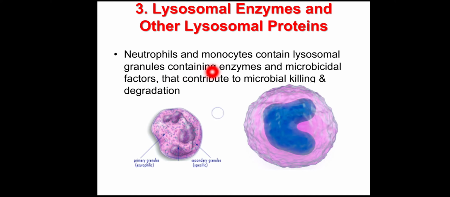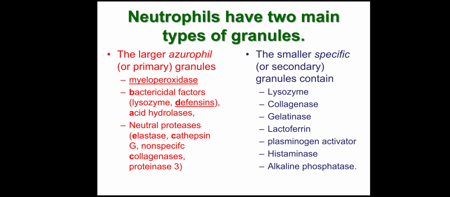Both the neutrophils and monocytes contain lysosomal granules, and those granules contain enzymes and microbicidal factors that will cause the killing of the microbe. Neutrophils have two basic types of granules. Again, this is asked in the viva. The larger one is known as azurophilic or primary granule, and it has these components. These are asked in viva as well as the MCQs: myeloperoxidase, bactericidal factors like defensins, acid hydrolases, neutral proteases, elastase, cathepsin.